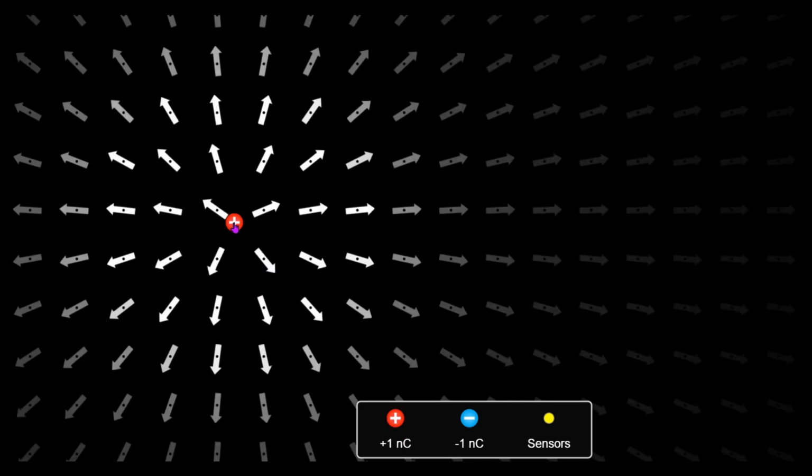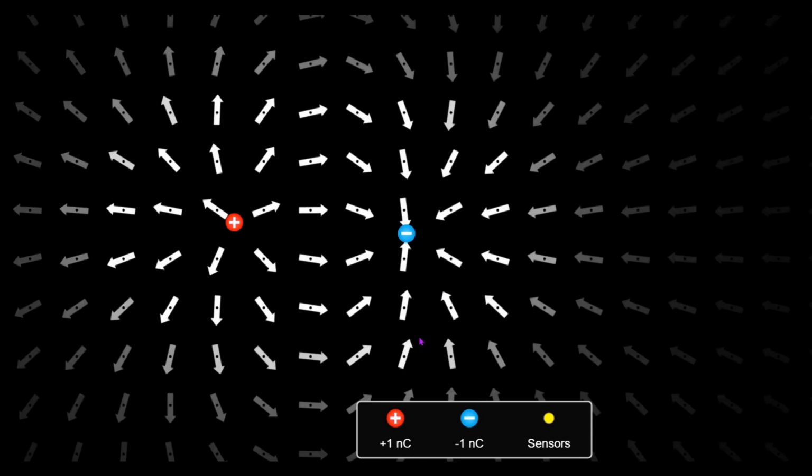Now let's place both the charges. Here I have kept a positive charge, here I have placed the negative charge. Now I'll place a sensor here. Okay, so see, the direction of the field is from positive to negative charge.